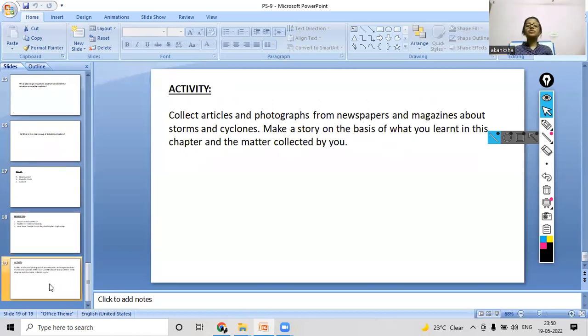What you have to do is collect articles and photographs from newspapers and magazines about the storms and the cyclones, right? And you have to make a story on the basis of what you learned in this chapter and the matter collected by you in your notebooks. So tomorrow I will see your homework.